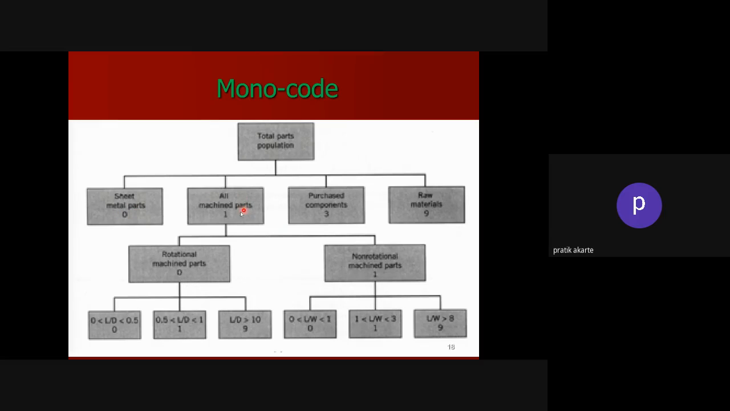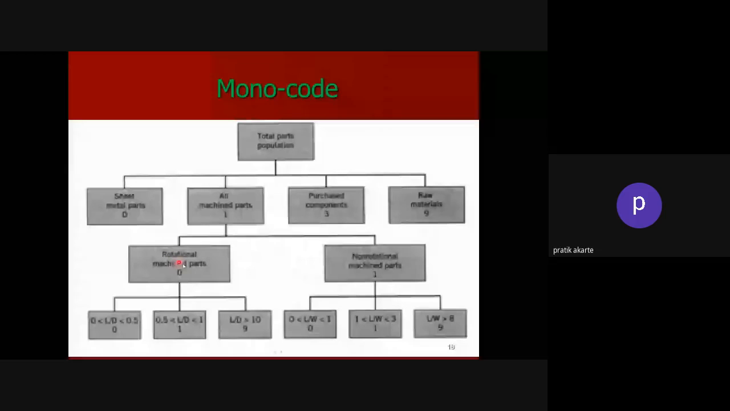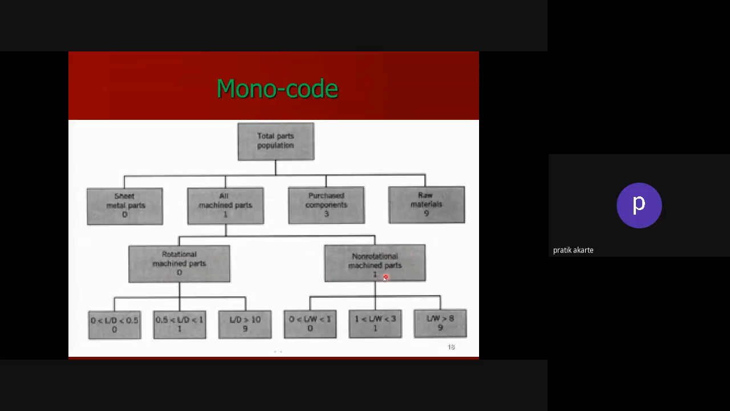parts. All the machining taking place at your end, those machine parts can be grouped into some families, and we'll assign all those parts a number 1. Then the purchase components can be given a number 3, and raw material given a number 9. Then all the machine parts that are with you can be subdivided again into rotational machine parts and non-rotational machine parts. So again we'll be assigning a number 0 and number 1 to rotational and non-rotational parts respectively.